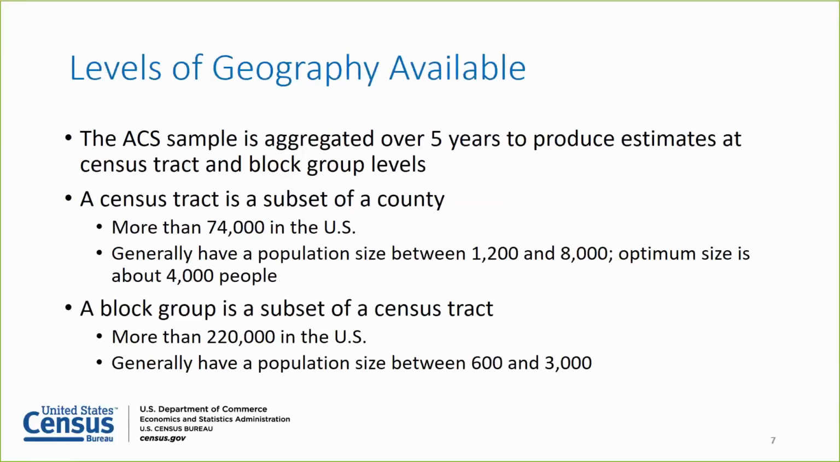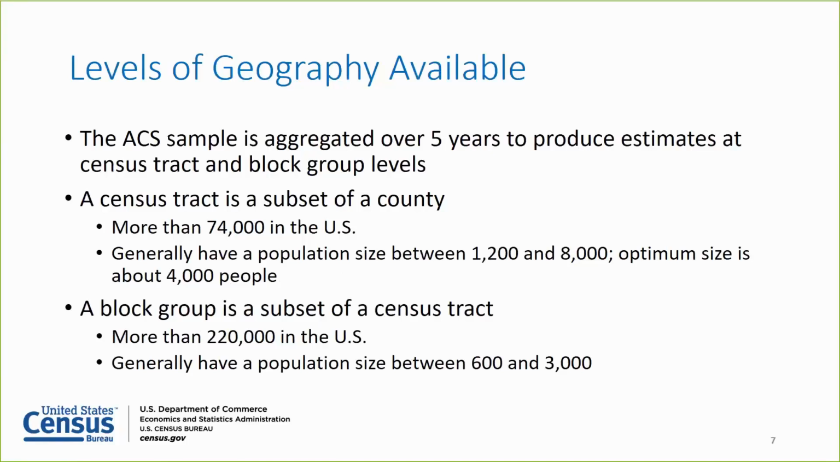Okay, so the planning database, and I don't mean to imply these are the only levels of ACS data geography available, but the planning database is available at the tract and the block group level, and ROAM is available at the tract level. We take the ACS sample and we aggregate it over 5 years to produce estimates at this small of geographies.